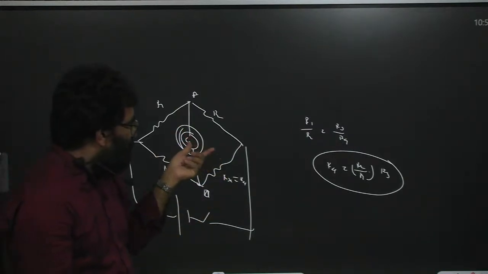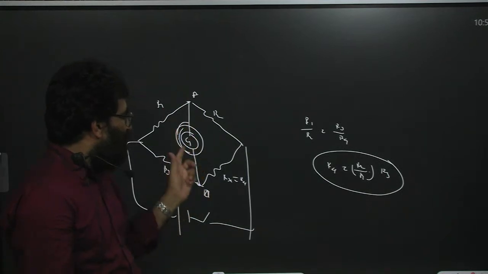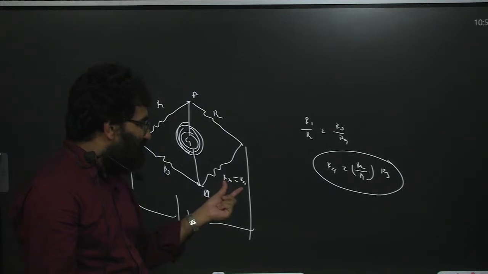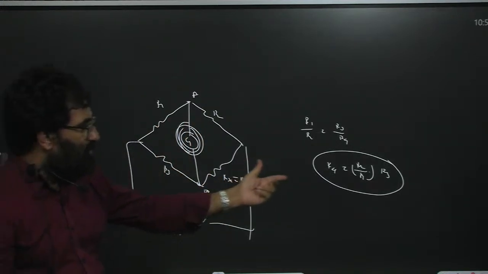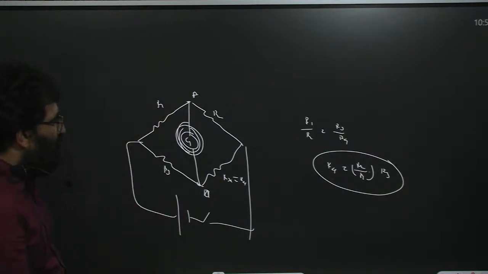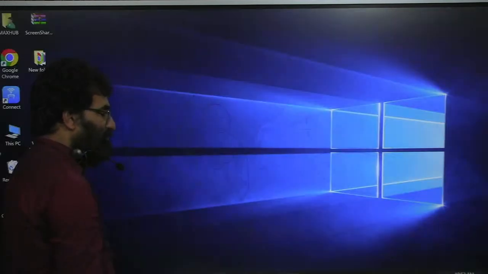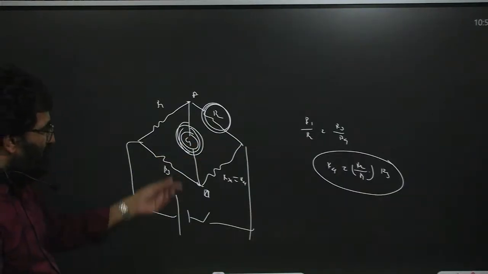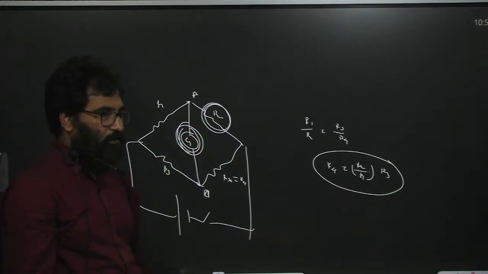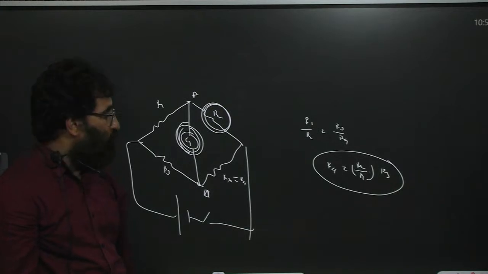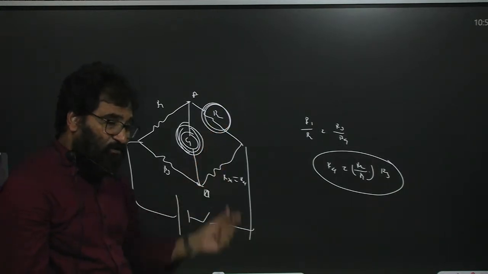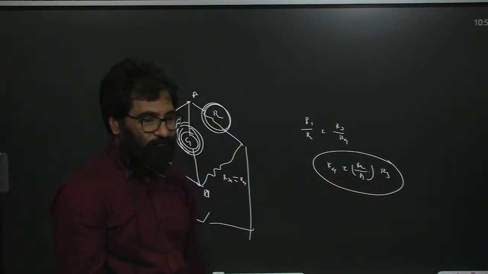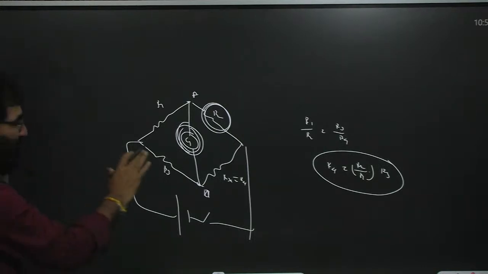So whenever the potentials of points A and B are equal, galvanometer current is 0. That is called a balanced Wheatstone bridge. At that time, we are able to find the unknown resistance. Then R1 by R2 is equal to R3 by R4. That is called Wheatstone bridge balance. But always remember, the sensitivity of the Wheatstone bridge depends upon R2 only, not on all the others, because R4 is R2 by R1 into R3. So remember, this is called a balanced Wheatstone bridge.